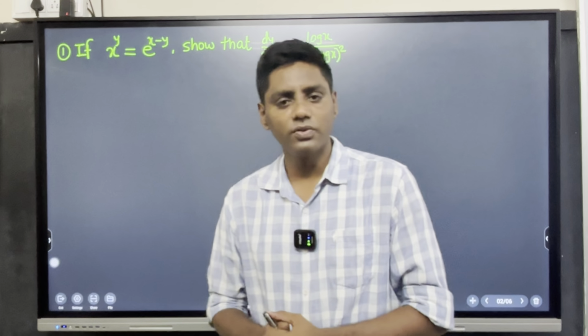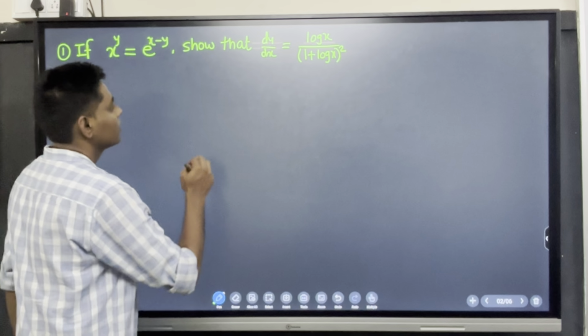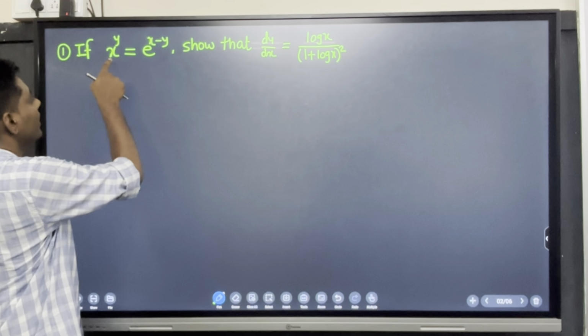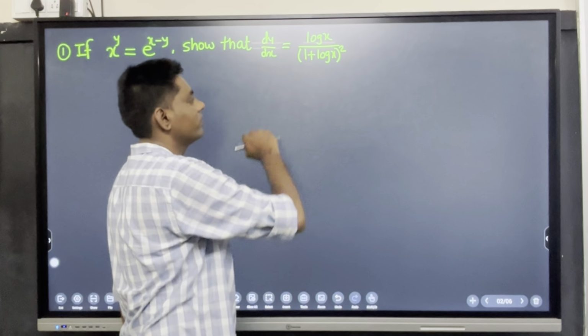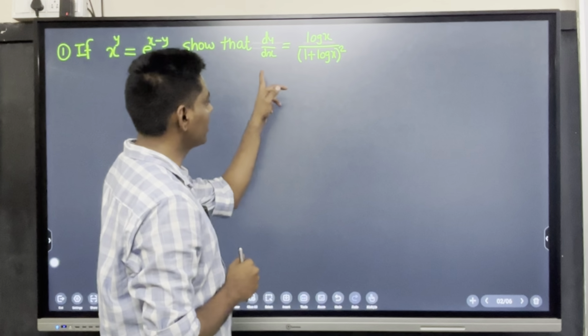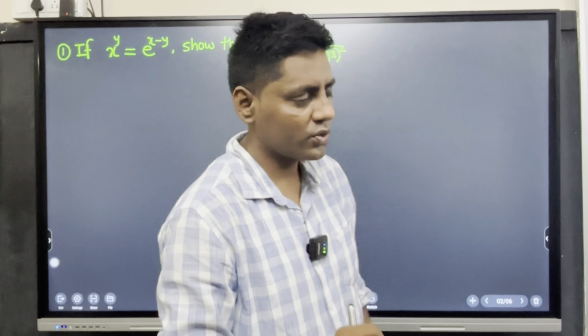So this is the first and most important question. हा question भरपूरदा विचारला गेला आहे. So now here, if x raised to y equal to e raised to x minus y, show that the derivative of this question with respect to x is log x divided by (1 plus log x) bracket square.